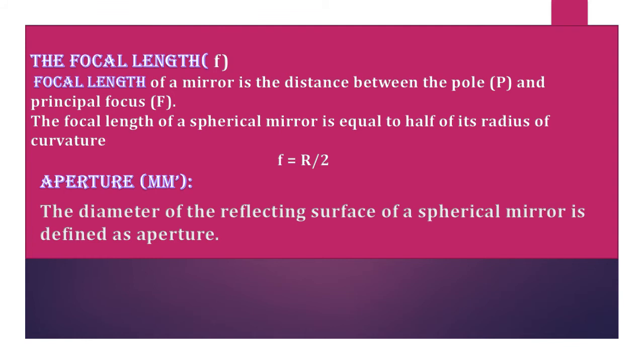That means when you look at the figure, you can see from M to M dash, the light rays can fall on that particular portion of the mirror. So the diameter of the reflecting surface of a spherical mirror is defined as aperture. Hope you understood it. That means the portion of a mirror from which the reflection of light actually takes place is called the aperture of the mirror. Different mirrors have different apertures. Some mirrors have small apertures and some have big apertures.